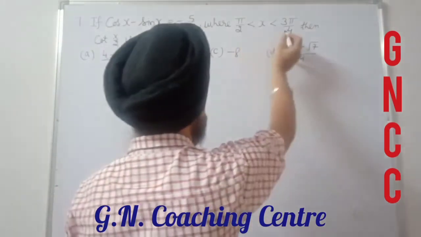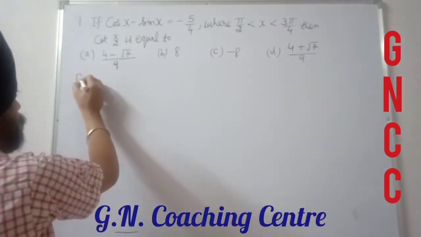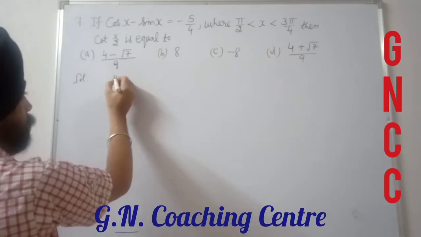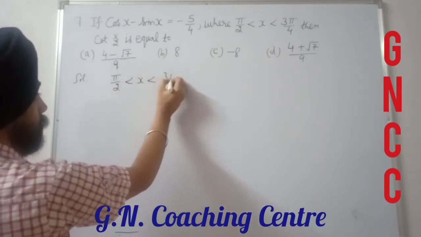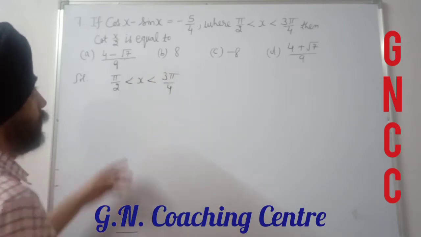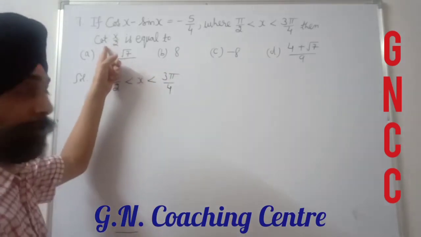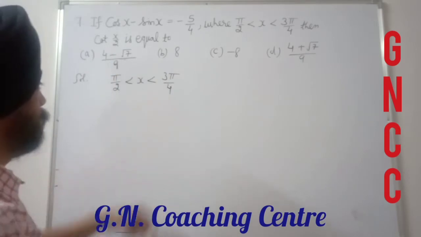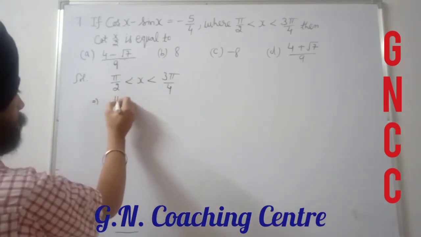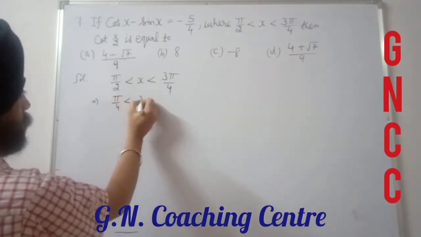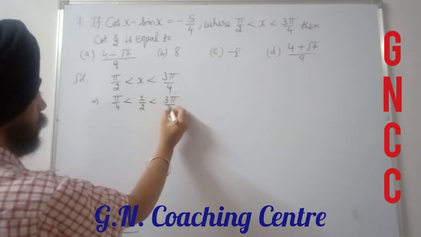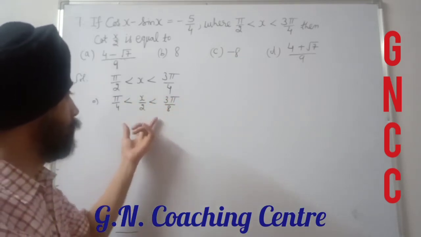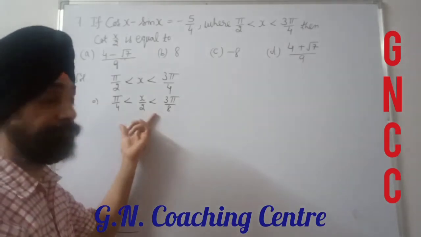So we'll start from here. This is the given interval: pi by 2 is less than x less than 3 pi by 4. We have to find cot x by 2. So let's divide by 2. The interval becomes pi by 4 is less than x by 2 less than 3 pi by 8. So x by 2 lies in this interval.